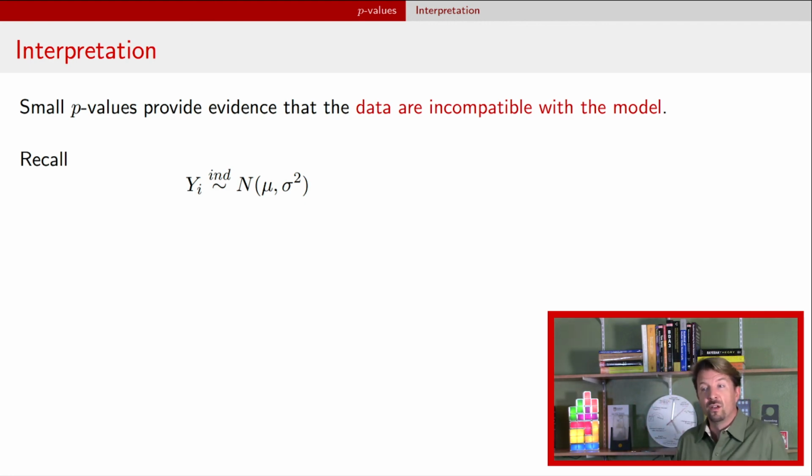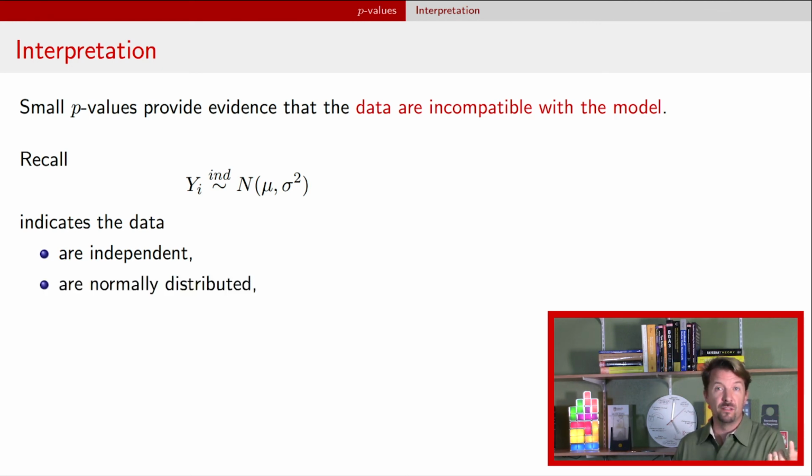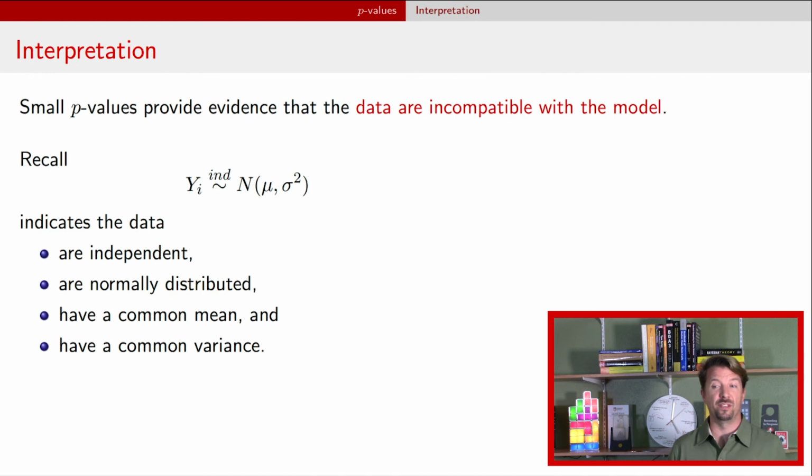In particular, when we make this assumption for the model, what we're saying is that, one, the data are independent; two, the data are normally distributed; they have a common mean, and they have a common variance. We're saying all of that with this notation. Getting a small p-value is not necessarily informative about which aspects of this model are bad. It could be that the data are not independent, or not normally distributed. It could be that they don't have the same mean, or the same variance. Any of those are really possibilities. So a small p-value just indicates that the data are incompatible with the model and further investigation is required.